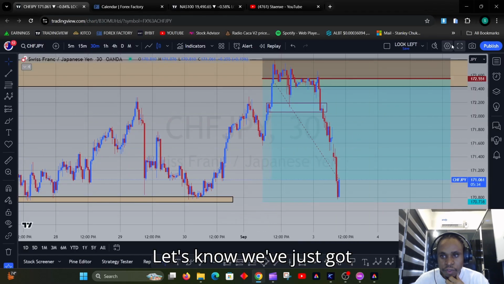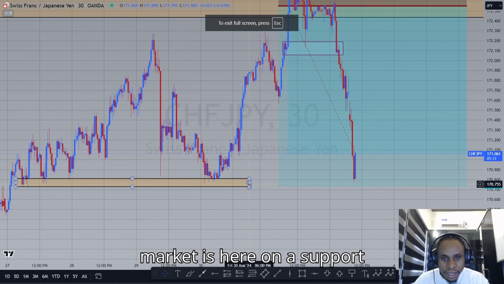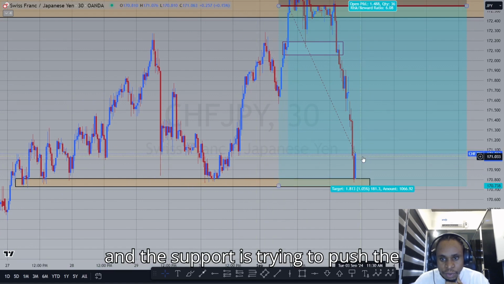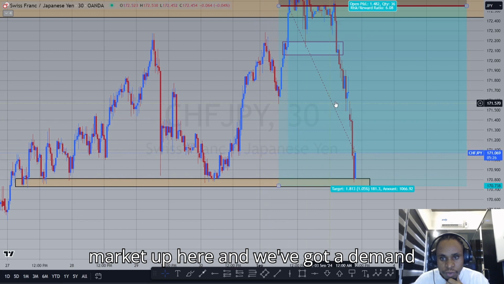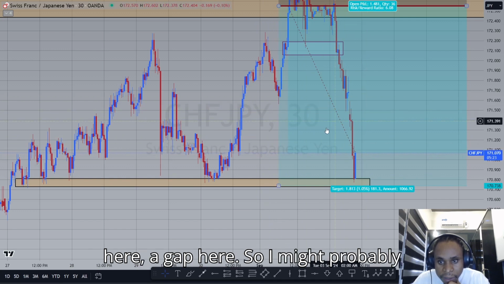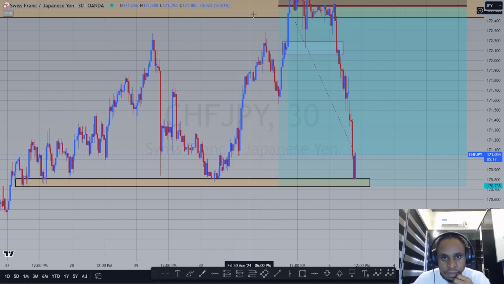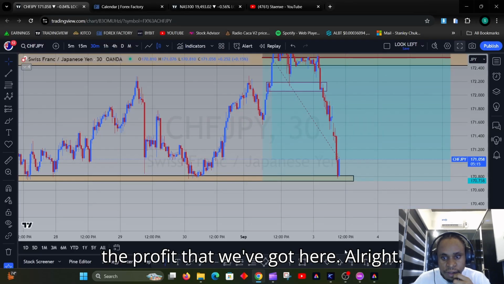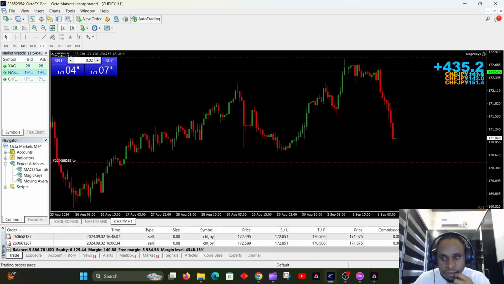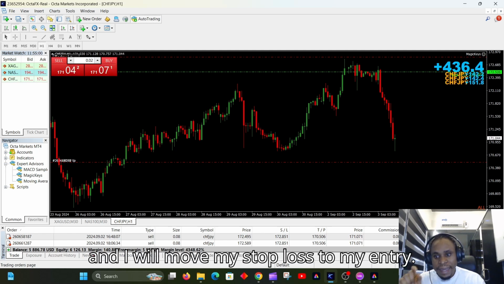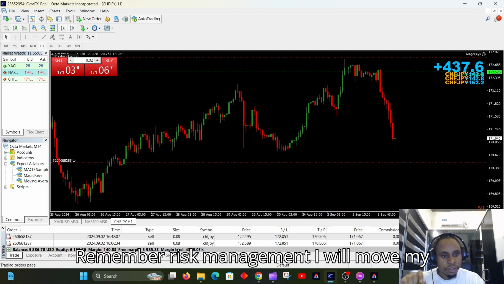The market is here on a support, and the support is trying to push the market up here, and we've got a demand here, a gap here. So I might close two positions and leave one open just to secure the profit that we've got here. All right, and I will close two positions, the first and the second, and I'll move my stop loss to my entry. Remember, risk management, I'll move my stop loss to my entry.